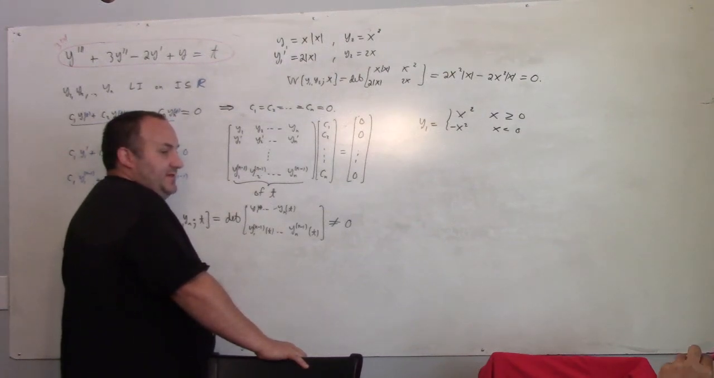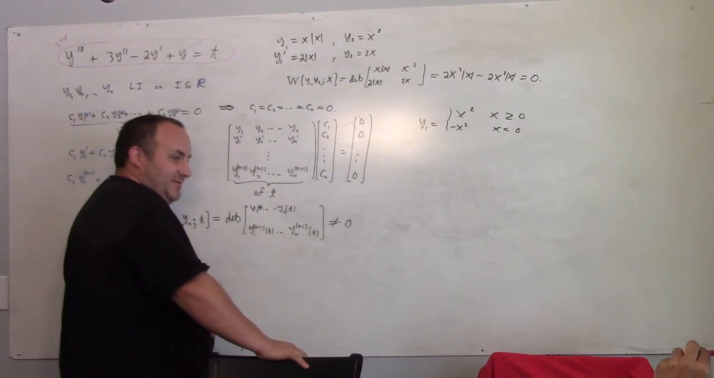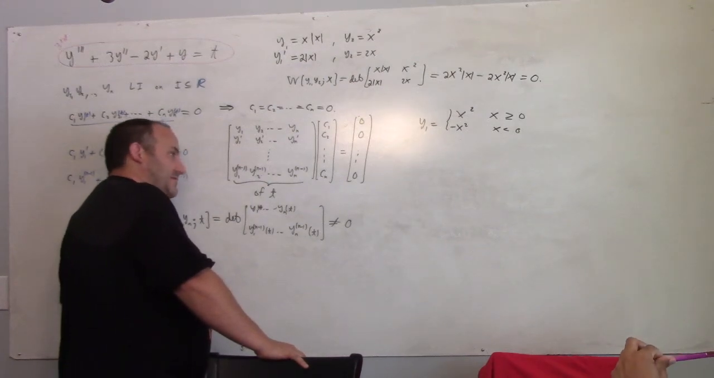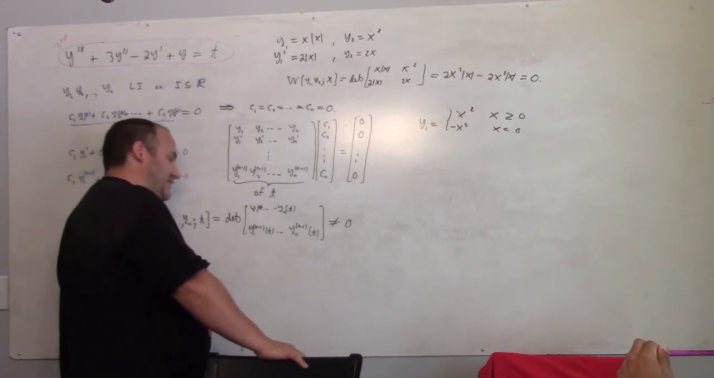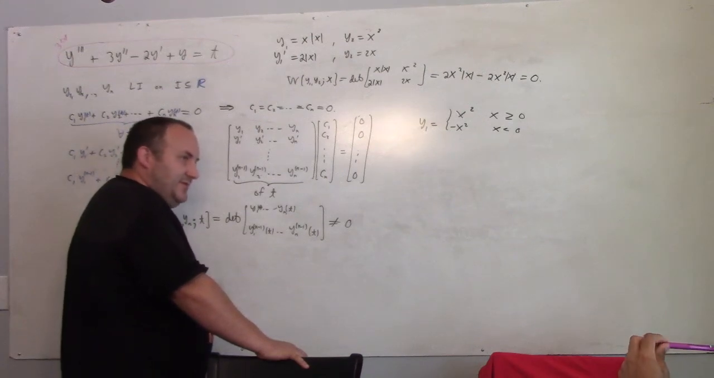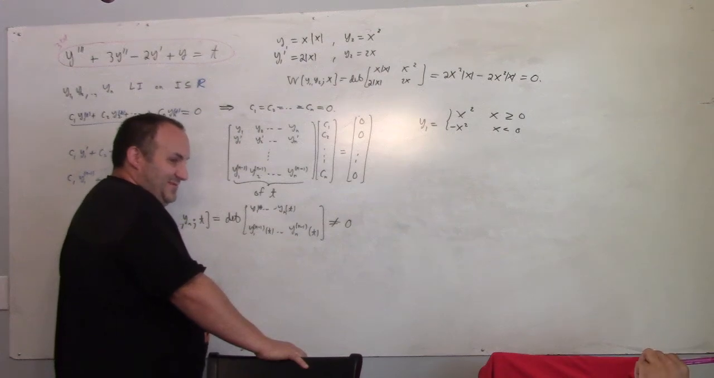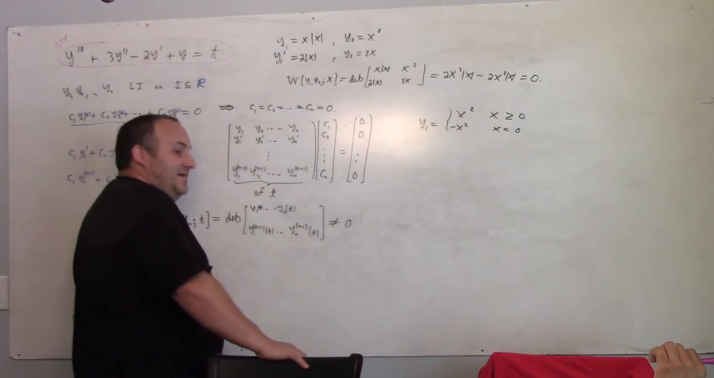Okay, so it would be nice if we could just throw functions into a Wronskian, see that it's 0, and go, aha, linearly dependent. No. However, if we throw our functions into a Wronskian and we get non-zero, we can say linearly independent. So it works one way, but not the other.